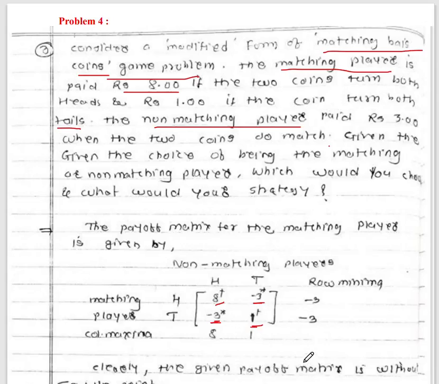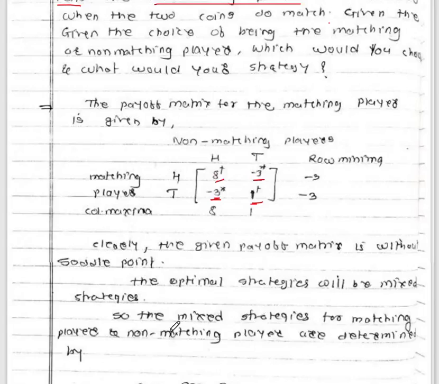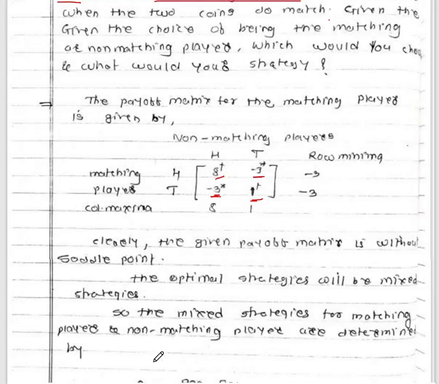If you observe this payoff matrix, it is without saddle point, that means there is no element with both star and plus. Therefore the given payoff matrix is without saddle point, and the optimum strategy will be a mixed strategy. So we will find the mixed strategy for the matching player and non-matching player.